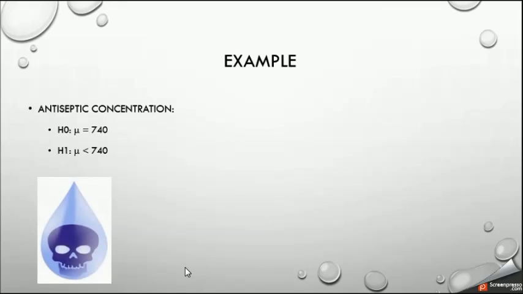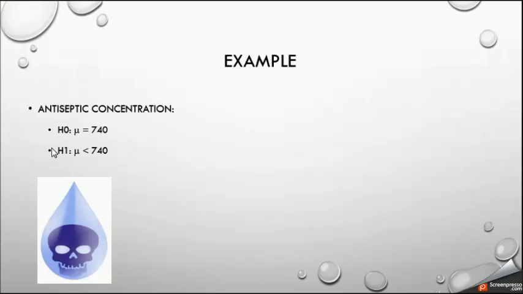Hello, welcome. Let's see another example for one-sided hypothesis. For the public swimming pool, we are testing the concentration of a specific antiseptic material. Our initial assumption is that the average concentration should be at least 740 parts per million. We are afraid that the mean value of this concentration will be less than 740 parts per million.